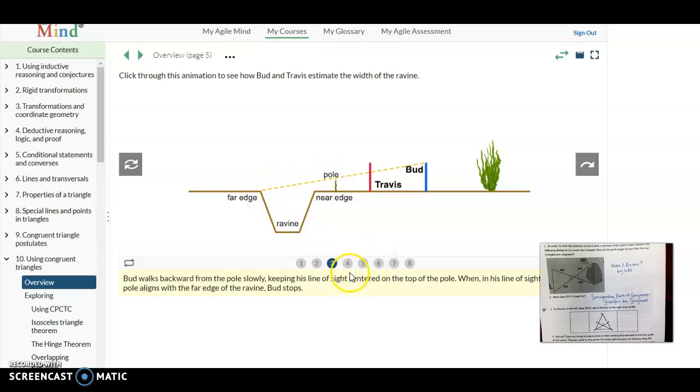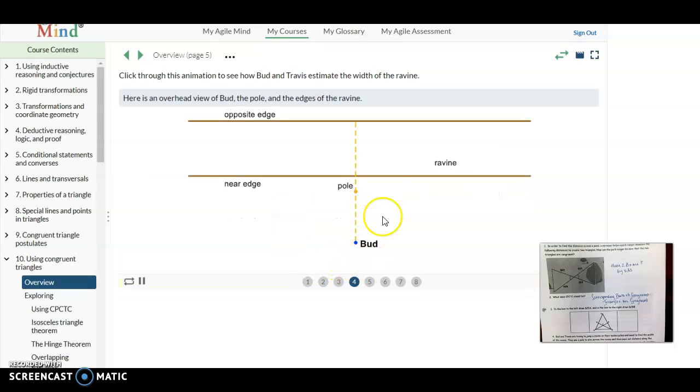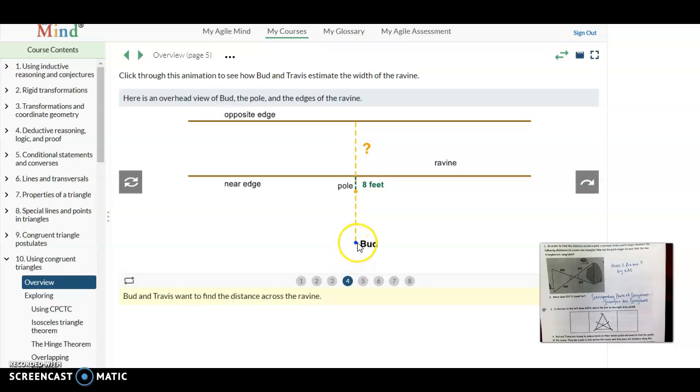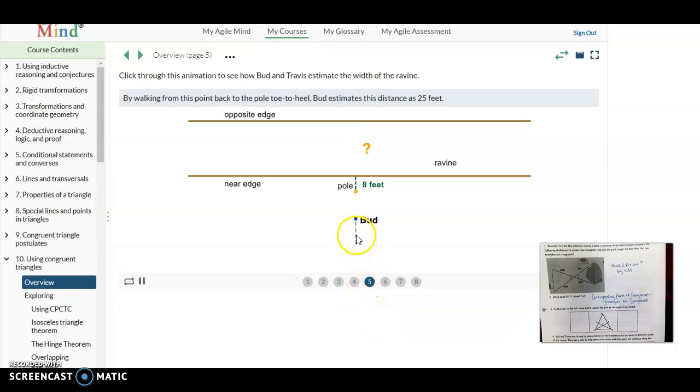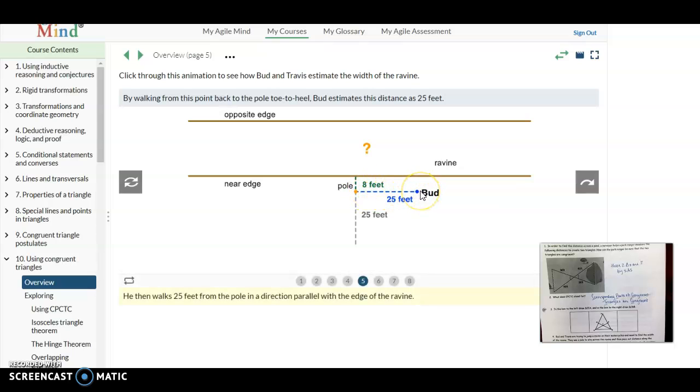Okay, so the next thing he is going to do, this is an aerial view or overhead view, he can measure this distance he is from the pole. So here's the distance across the ravine. Remember, he stuck the cactus branch 8 feet away from the ravine, and he is standing so that his eyesight hits the top of the pole and follows to the edge of the ravine on the opposite side. So he is going to measure his distance to the pole, and then he's going to go off this direction that same number of feet.